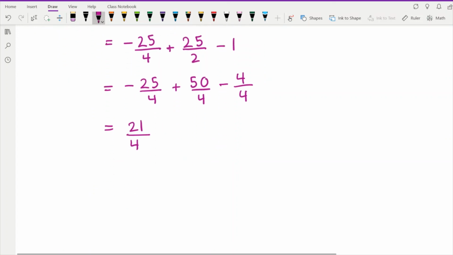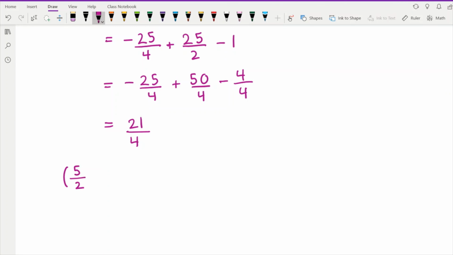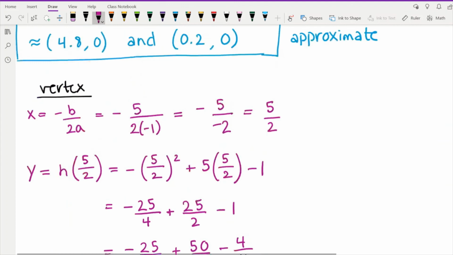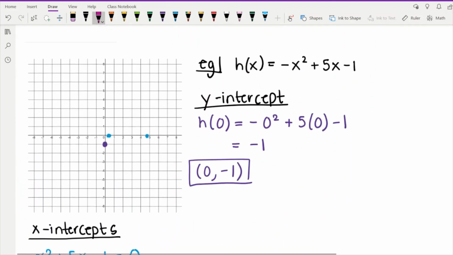And so that tells us that our vertex is the point (5 halves, 21 over 4). And by the way, these we can actually just write in their decimal form. So 5 halves we saw already, that's 2.5. If you do 21 over 4, that's going to be 5.25. So that gives us an idea of where to actually graph those things. Okay, so we have 2.5 and then we have 5.25. So that's going to be like this. And so again, we can use symmetry to find another point. So there's another point here, and then we can sketch our graph.